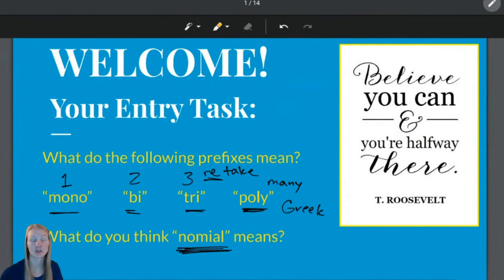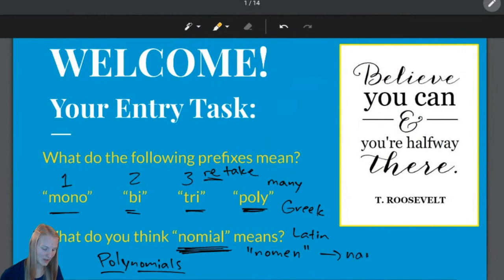Many. And then nomial, we're not 100% certain. So the reason I ask about nomial is because chapter 7 is all about polynomials. And so we know what poly means, but what does nomial mean? Now, we think that nomial comes from the Latin nomen. So it's funny how poly is Greek, but nomen is Latin. And nomen in Latin means name. So polynomial might mean something like many names. Now, that might not make sense right now, but I want you to keep it in mind when we continue to talk about polynomials, because I think you'll see how it fits in.